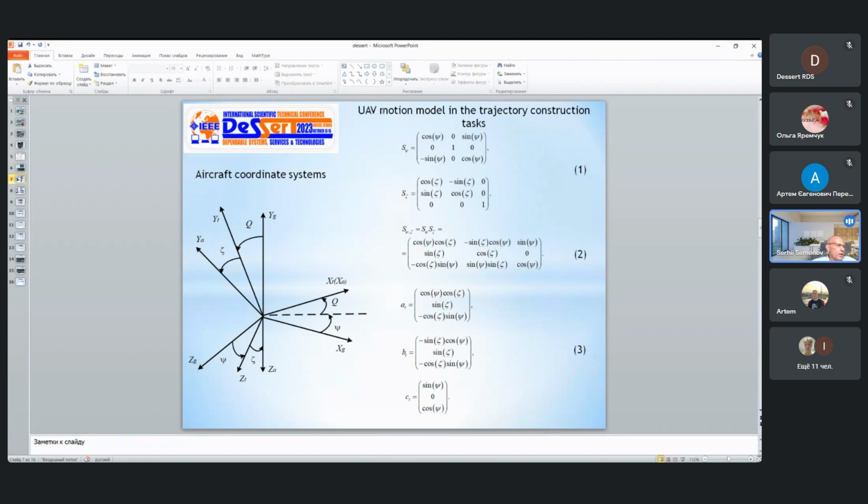In some works, authors give examples of converting the normal Earth coordinate system to the trajectory coordinate system. The trajectory coordinate system you can see in this slide.